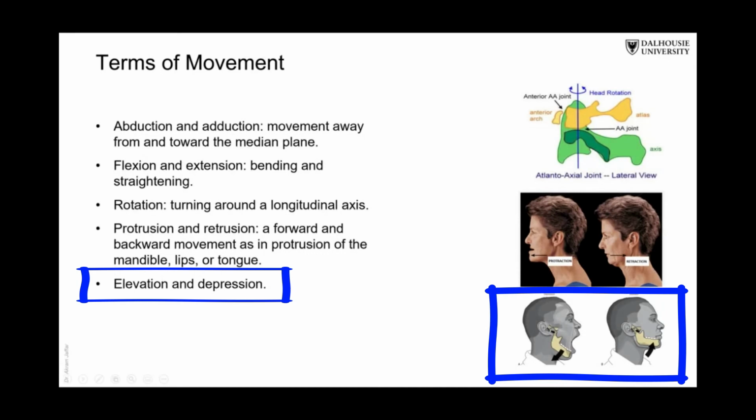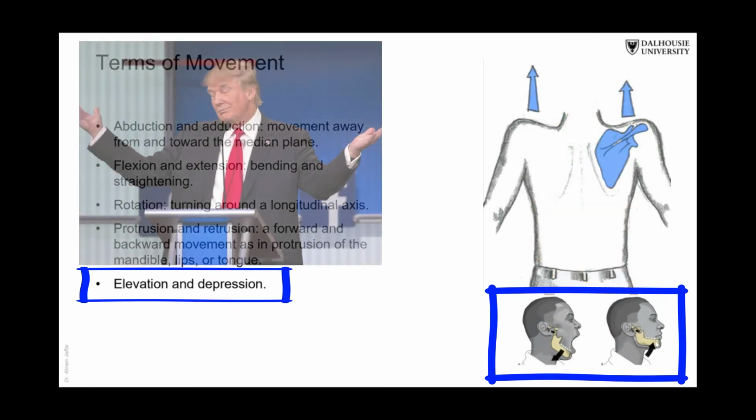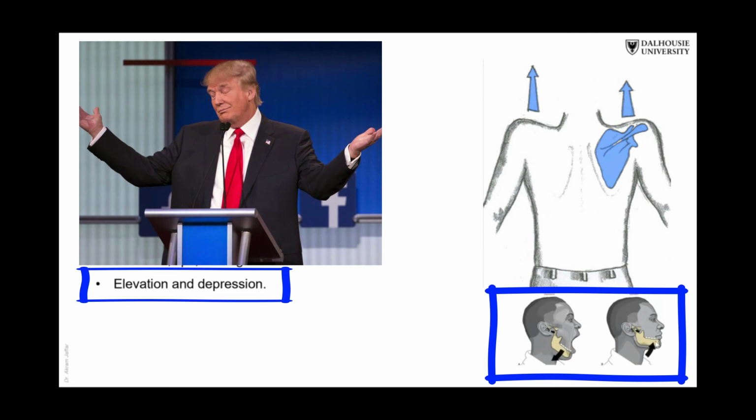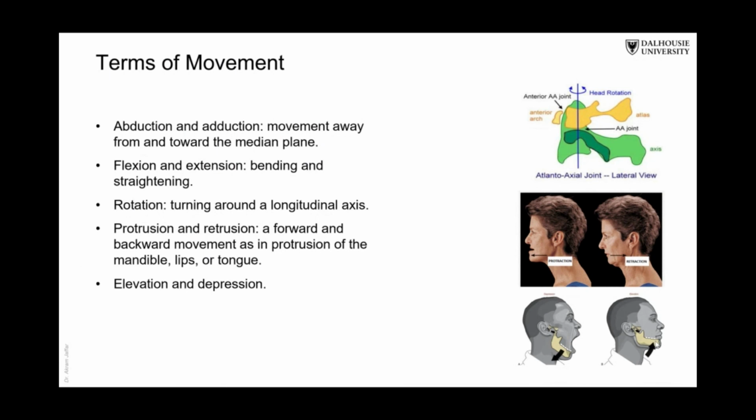This is depression of the mandible. Here's the elevation of the mandible. And they are also used for the scapula. Like, for example, elevation of the scapula takes place when you shrug your shoulder. When you say, I don't know, for example, and then you shrug your shoulder, you are elevating your scapula.